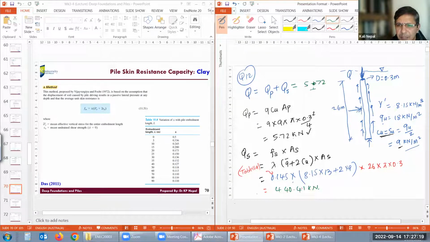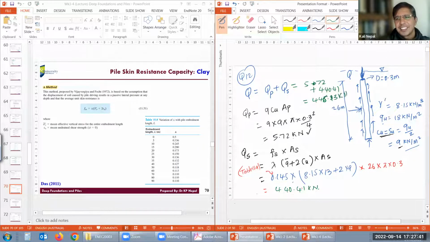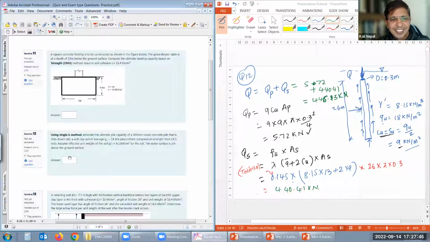5.72 plus 440.41 equals 445 point, how much is that? 446.13, right? That's it. Kilonewton. So you go there and just input that value. Makes sense, yeah? Easy, isn't it?